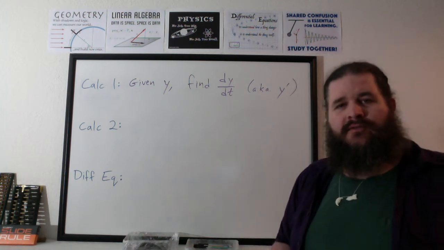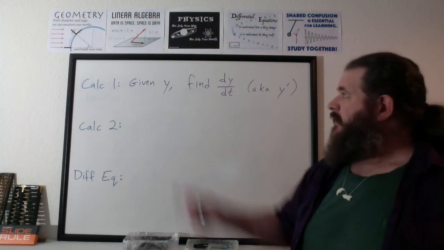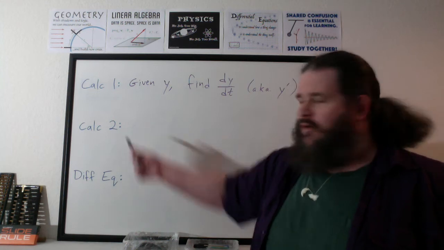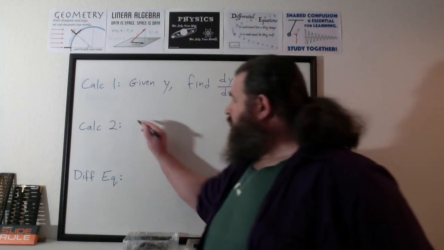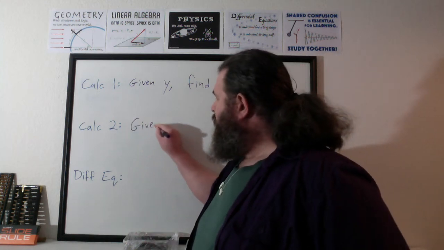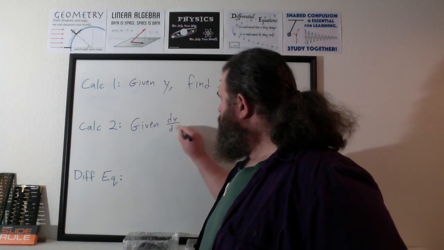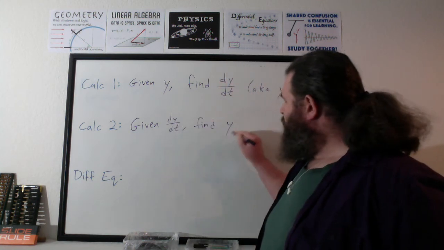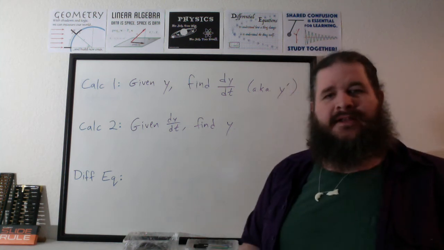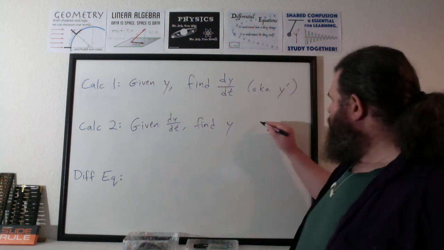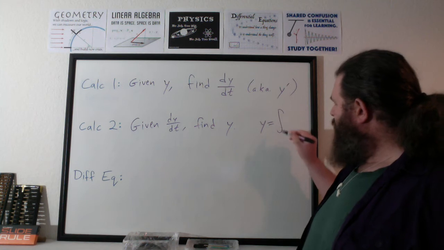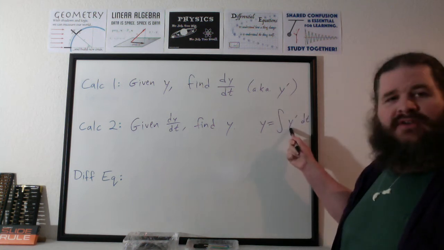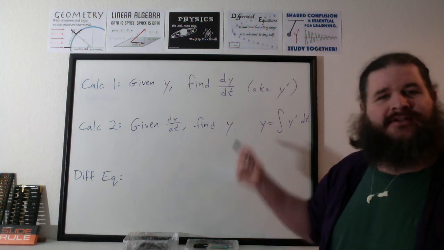First quarter calculus or first semester calculus is typically all about, given a function, finding how fast it's changing. Second quarter or second semester calculus is usually the reverse of that. Given the derivative, you want to find the function itself. And typically you'd be doing that using an integral. y is the integral of its derivative. Given a derivative of the function, you can usually integrate to find the function itself.